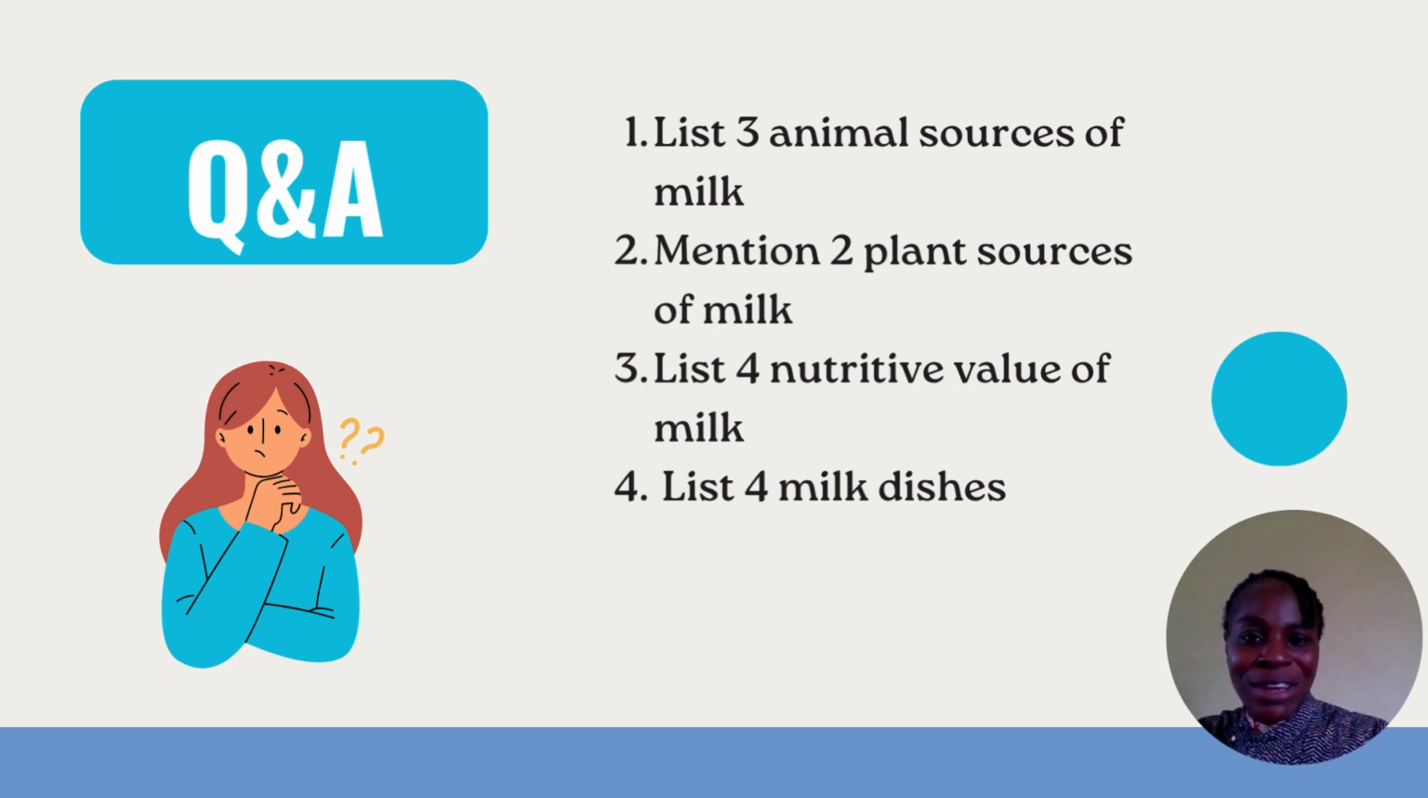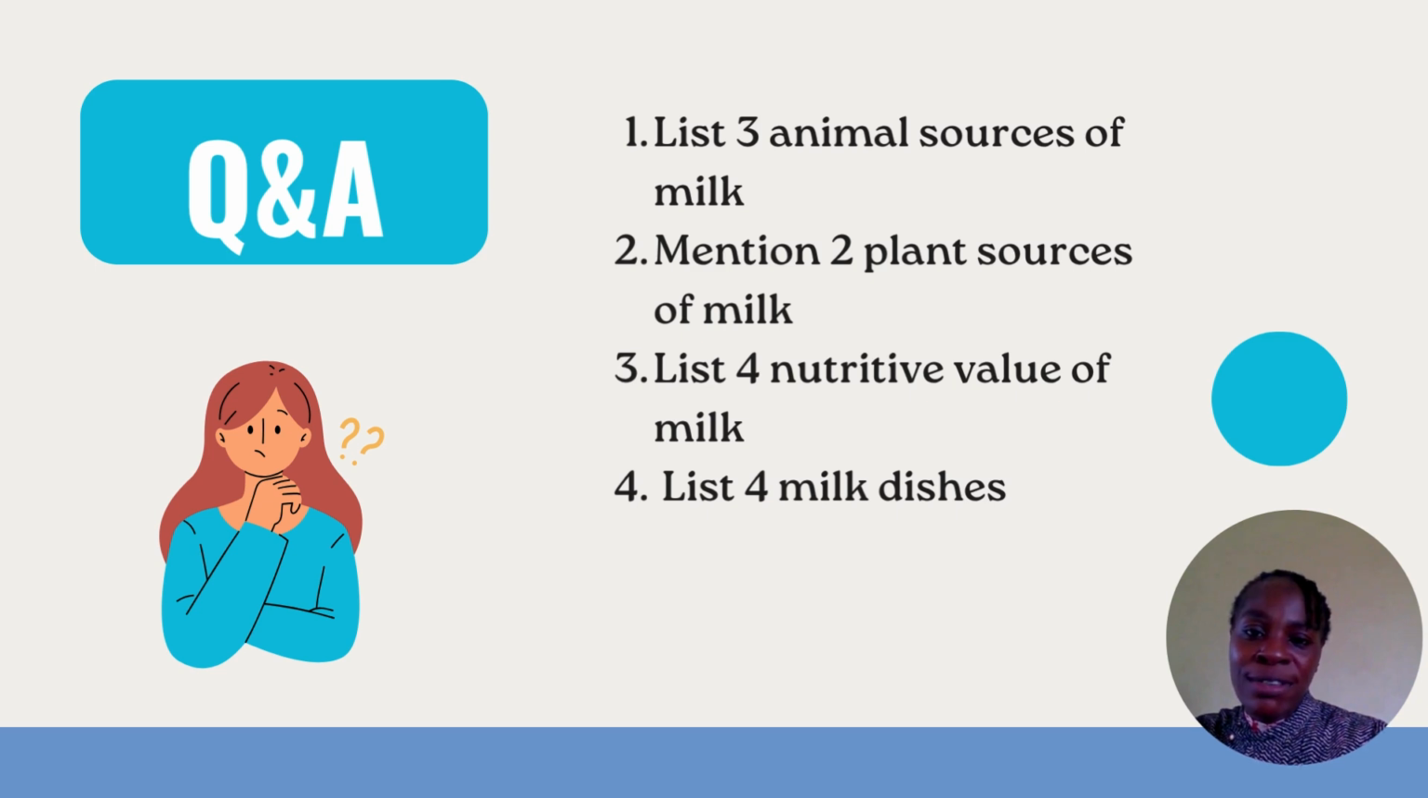Okay, so the first question I'll be asking is: mention three animal sources of milk. You can mention yours, the ones I told you about. Okay, we have cow, we have sheep, we have goats, cattle, buffalo, monkey. Yes, even human beings, mothers feed their young ones with milk.